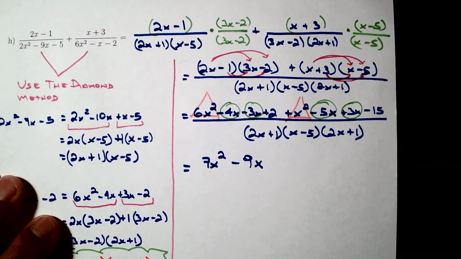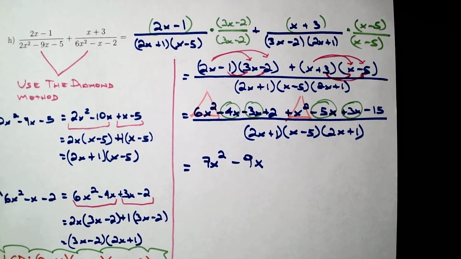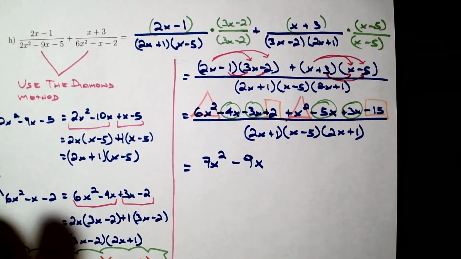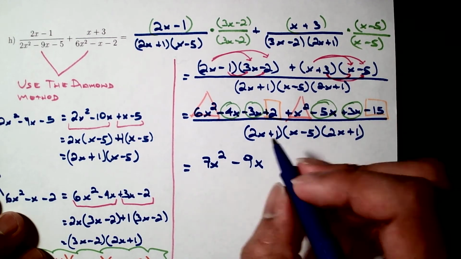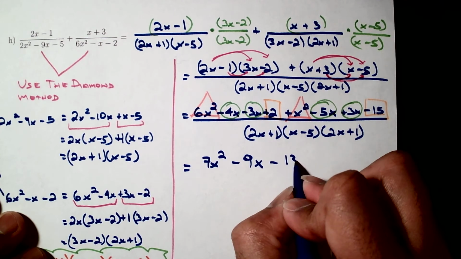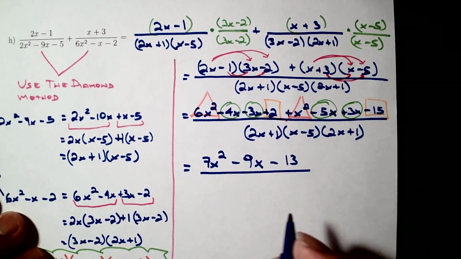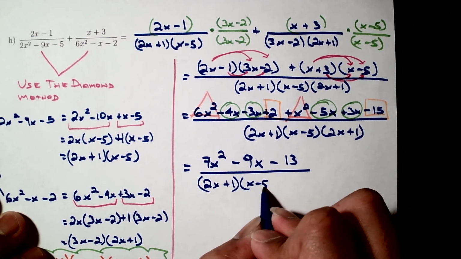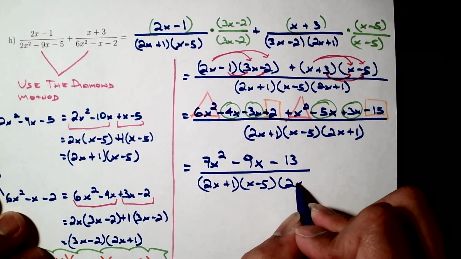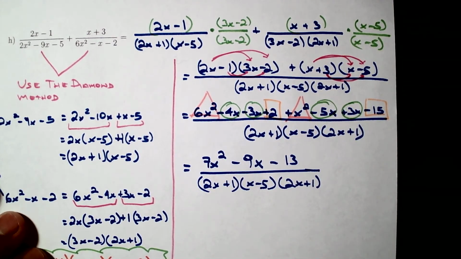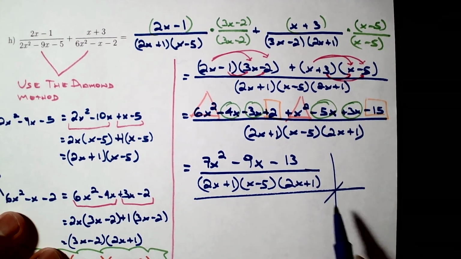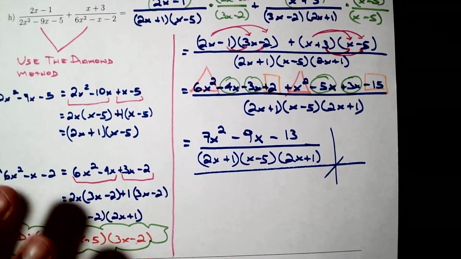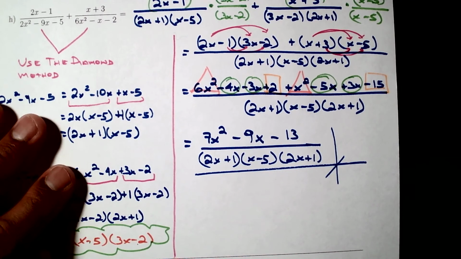And finally, 2 minus 15, that's going to give us negative 13. The whole thing being divided by the LCD, 2x plus 1, x minus 5, 2x plus 1. That's the final answer in this case. I know this is the final answer because I already tried factoring this trinomial in the numerator. Well, let's see if we can do it just for fun.